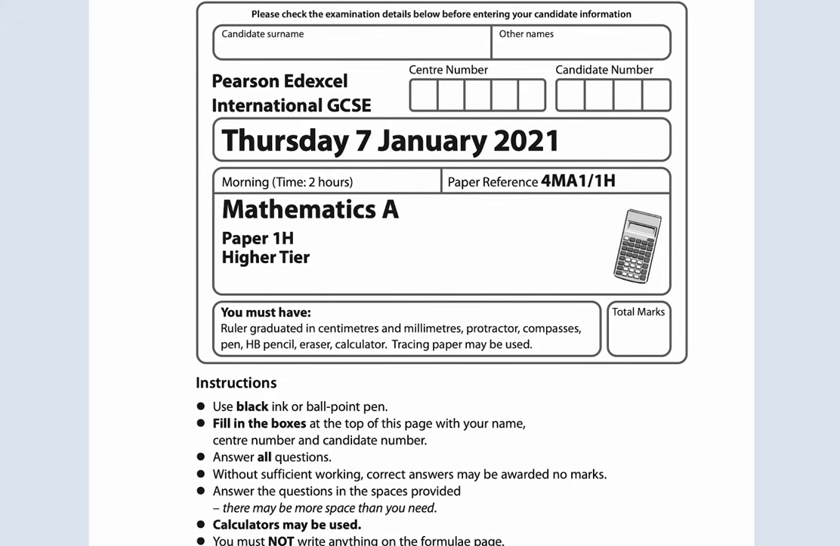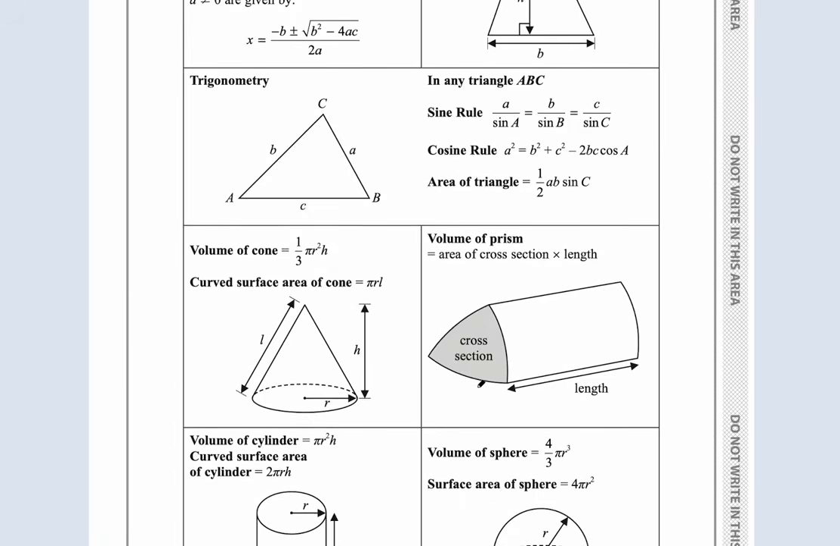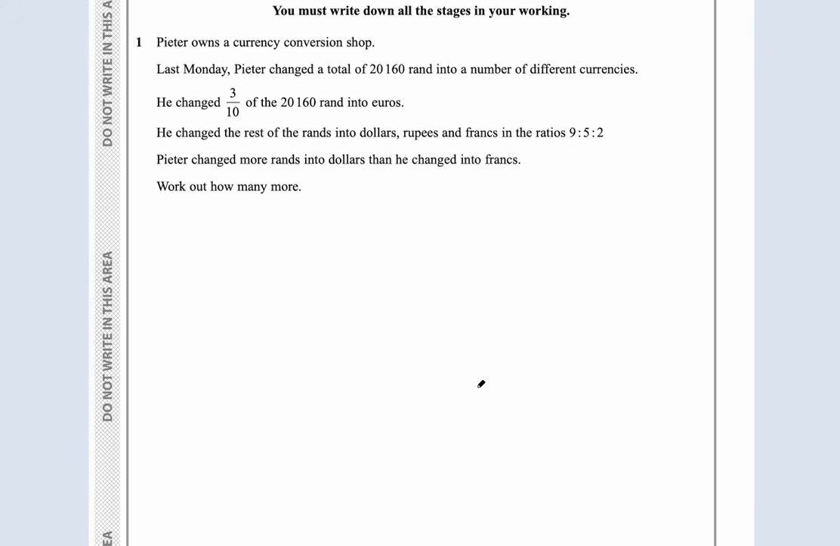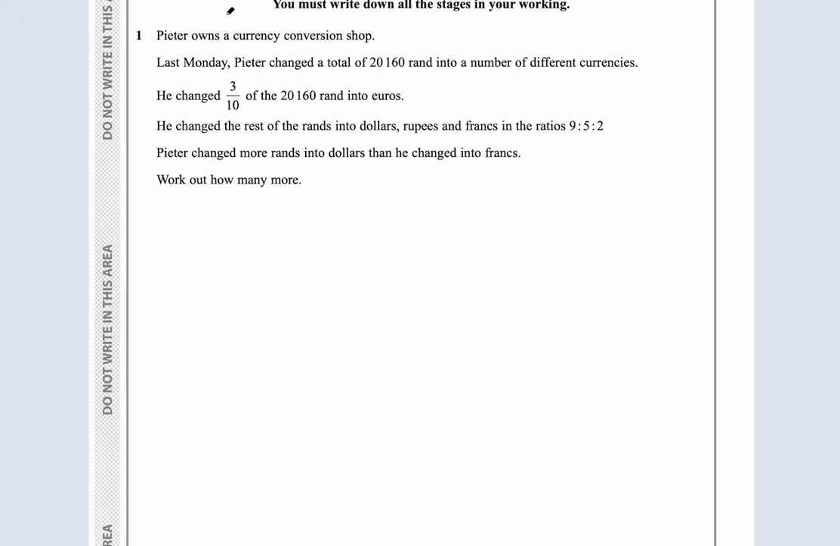Hi guys, we have January 2021, paper 1, 1H, so just make sure you have the right paper. It starts with Peter, who owns a currency conversion shop. He changed this many rand into a number of different currencies. He changed this much into euros. He then changed the rest in this ratio.